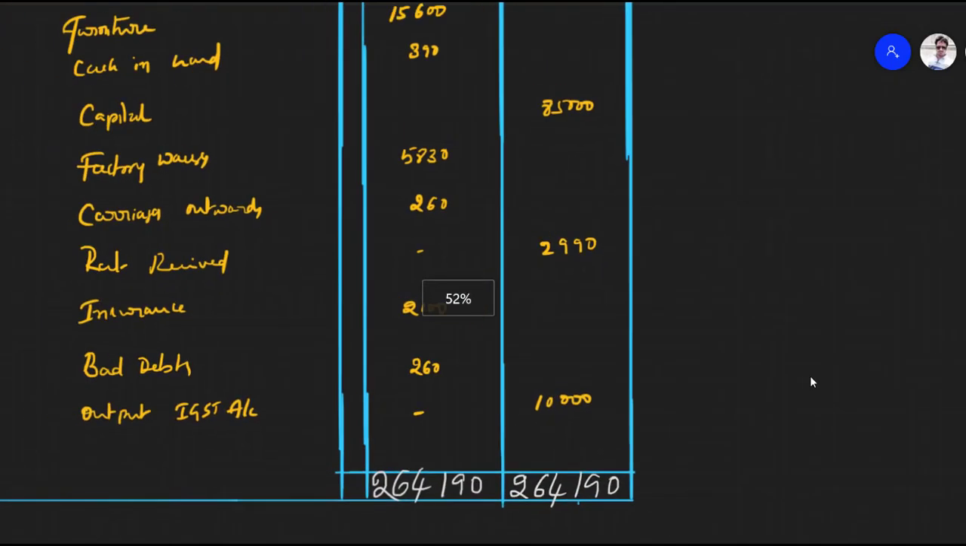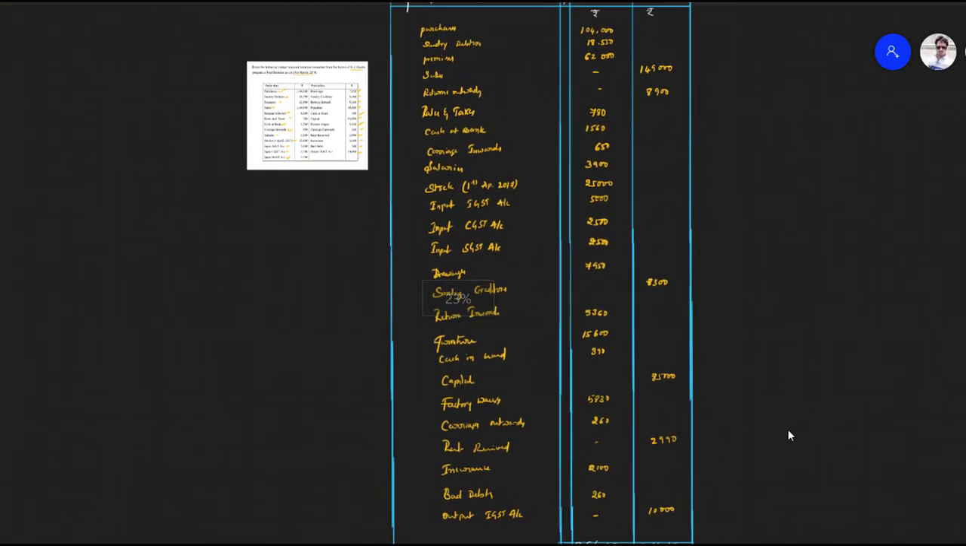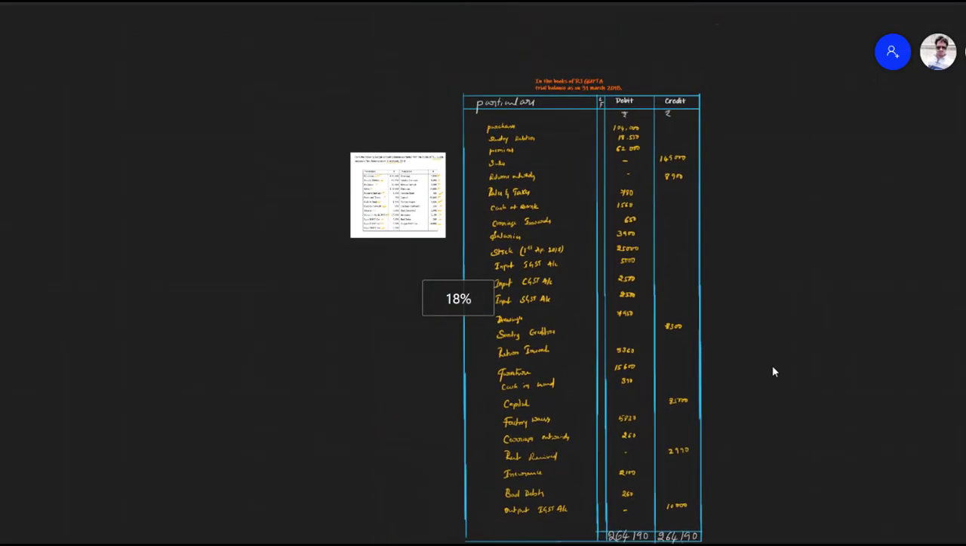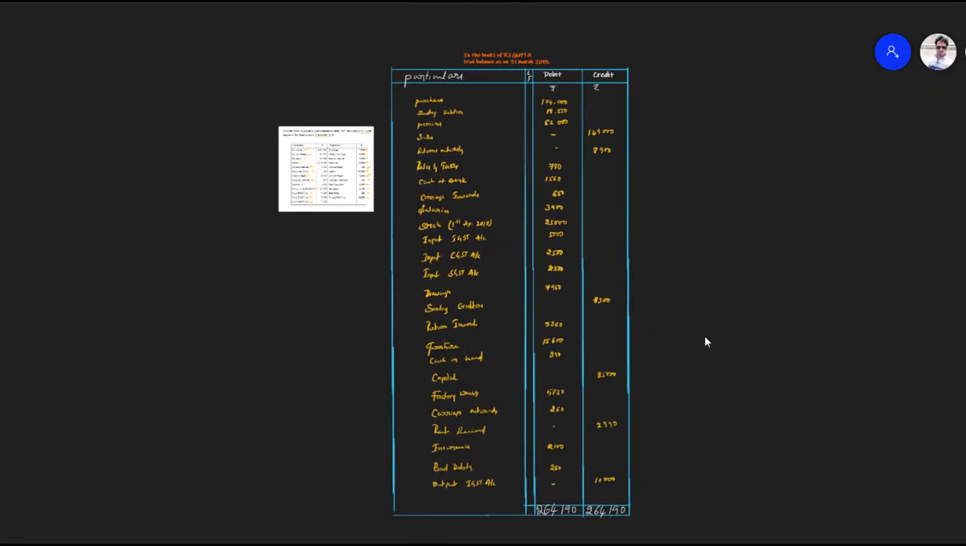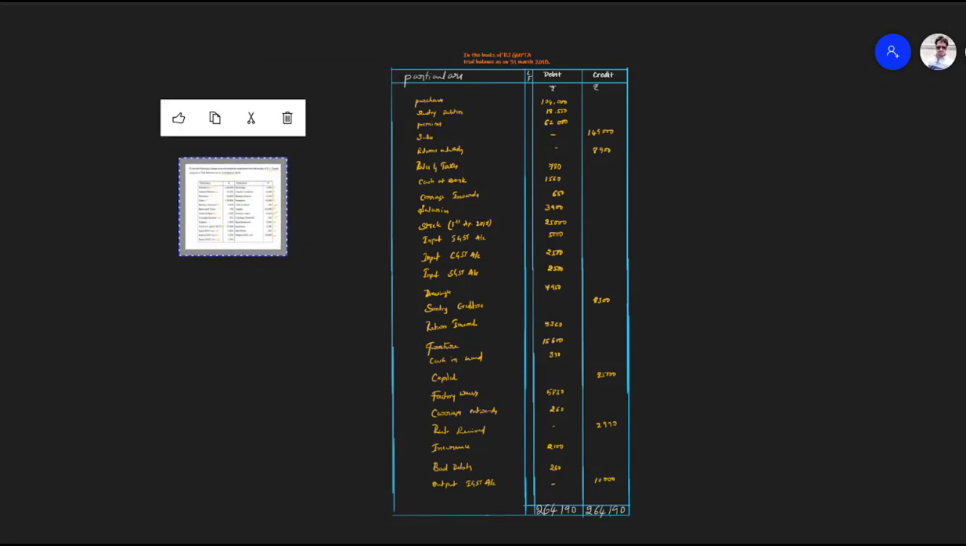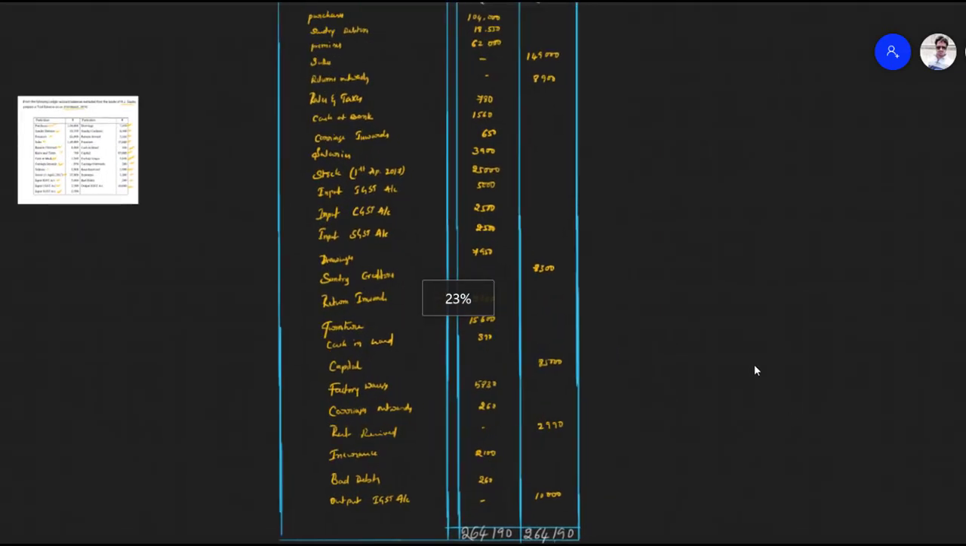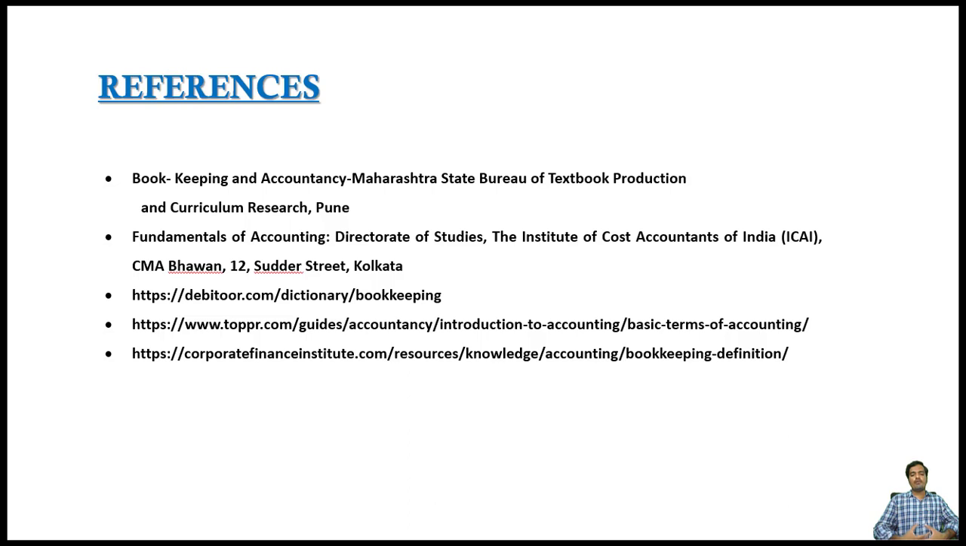So like this we can prepare a trial balance with the given information. From the information given, we can calculate the trial balance. So from the given information, we can prepare the trial balance in this way. These are about today's session.